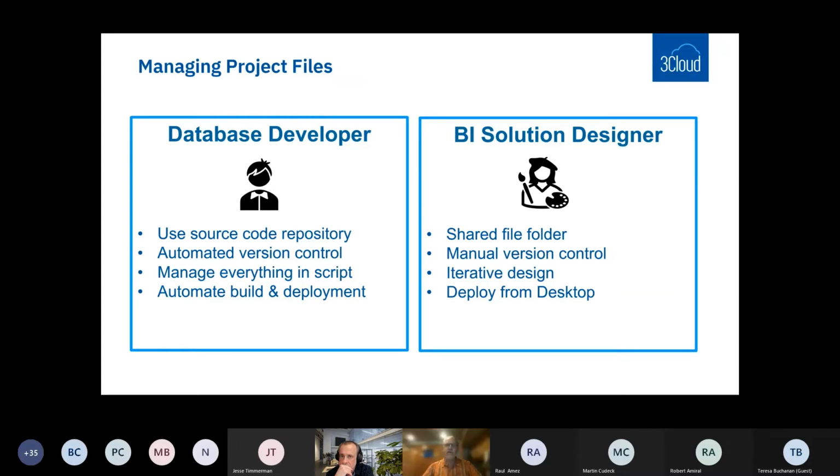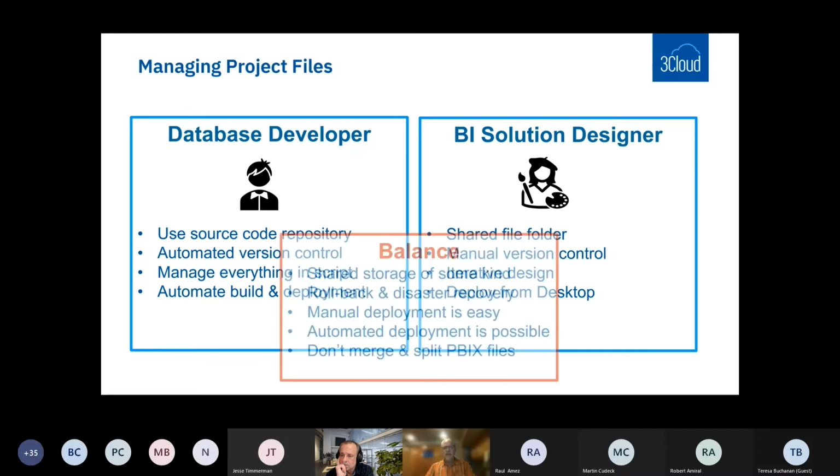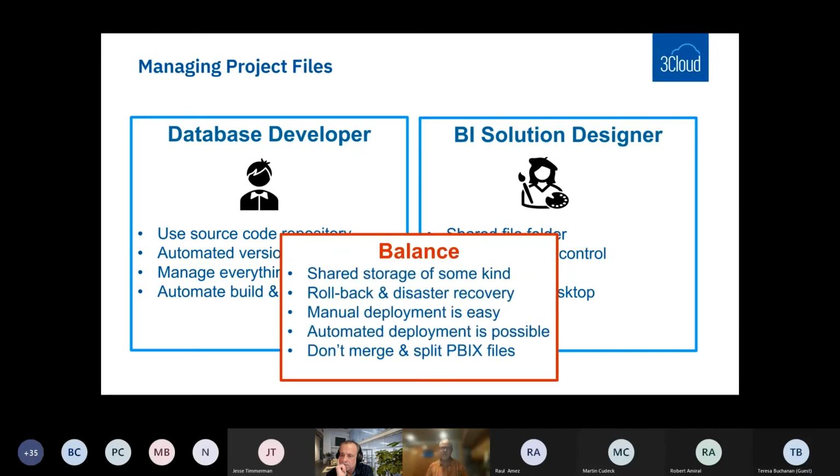We're going to go through iterative design steps, and we're going to deploy directly from our desktop. No automation, no script, no build process. So the balancing act between these two approaches is, first of all, understand that there are realities to the reason that BI is iterative and a bit ad hoc. Realize that that's part of the process.